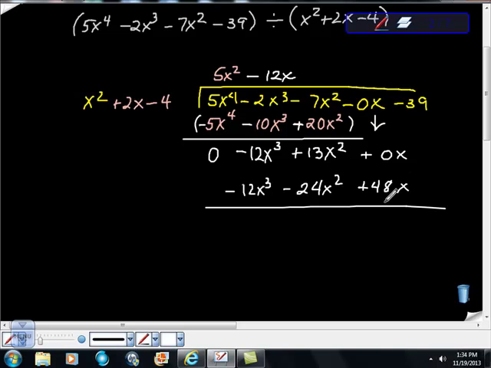Good job. I'm going to clean this up. Remember that we have to subtract the whole thing out, right? So our negative becomes positive, and positive becomes negative. All good? Do our math here. This goes to 0. This goes to 37x squared, doesn't it? Yeah, minus 48x.